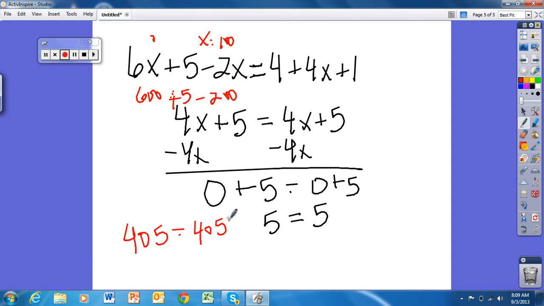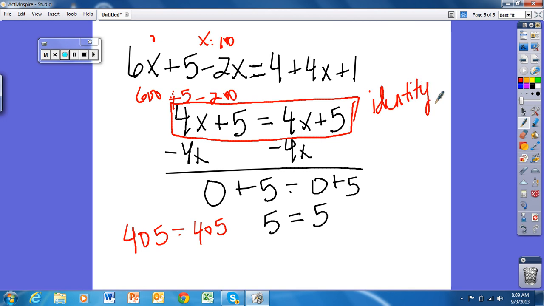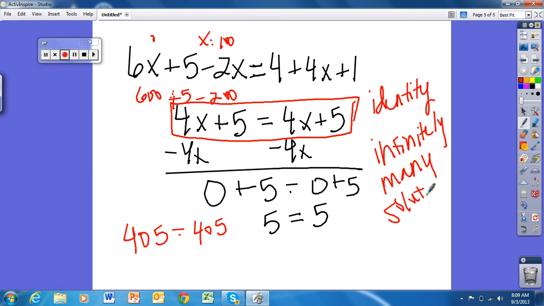And I just randomly picked 100. I could pick 20, I could pick 30, I could pick negative 10. Any value of x will always work because both sides of the equation are identical. This is called an identity. Since both sides are identical, it's an identity. And we say that the identity has infinitely many solutions. Or in other words, all real numbers. That's the solution to this equation.